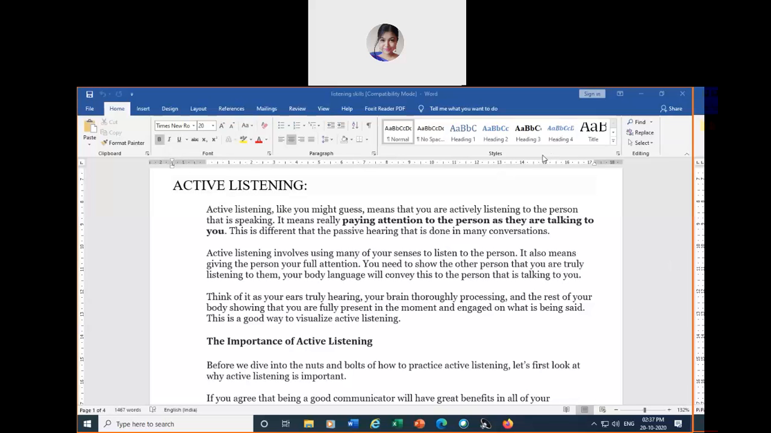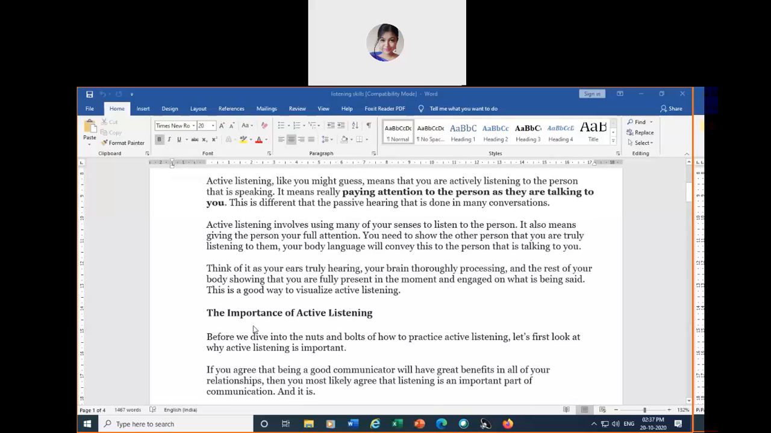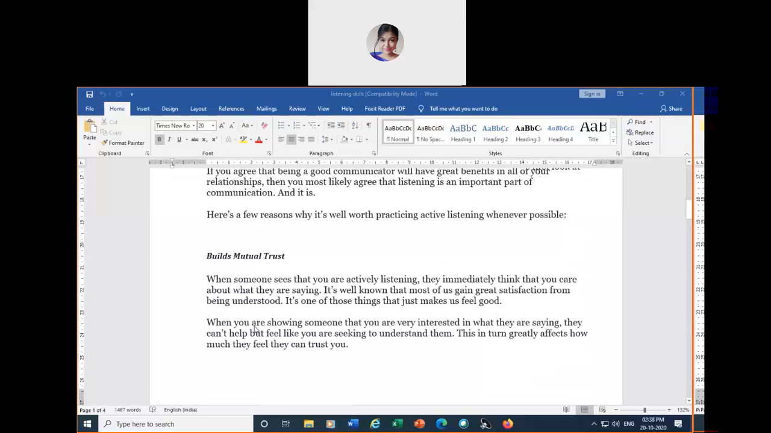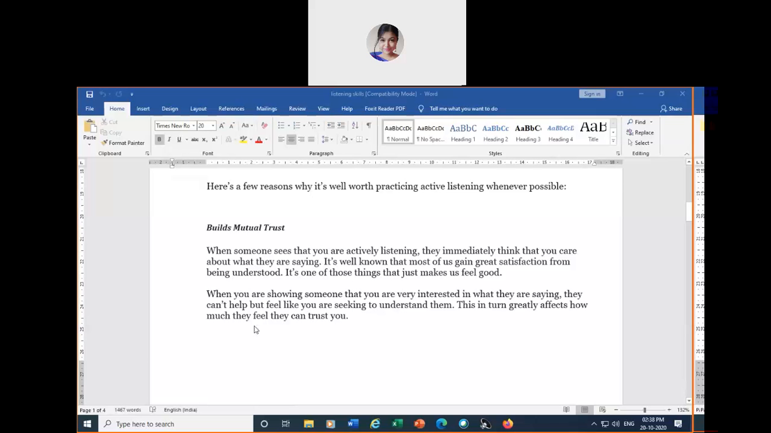Moving ahead, now I'm going to discuss the importance of active listening. So, why is active listening important? You should be an active listener. You should listen to the speaker properly in order to build trust. When you actively listen to the other person, you will be able to build trust. You will be able to build a relationship.